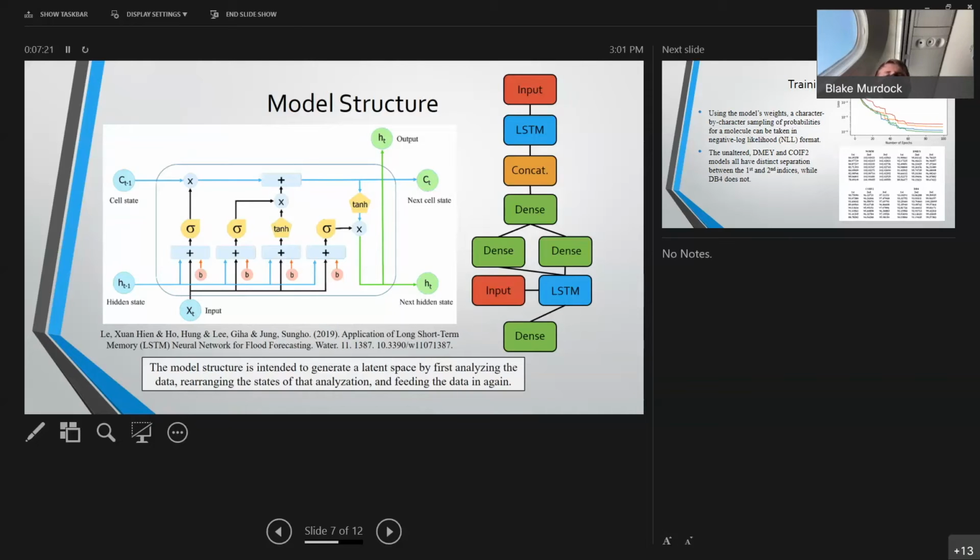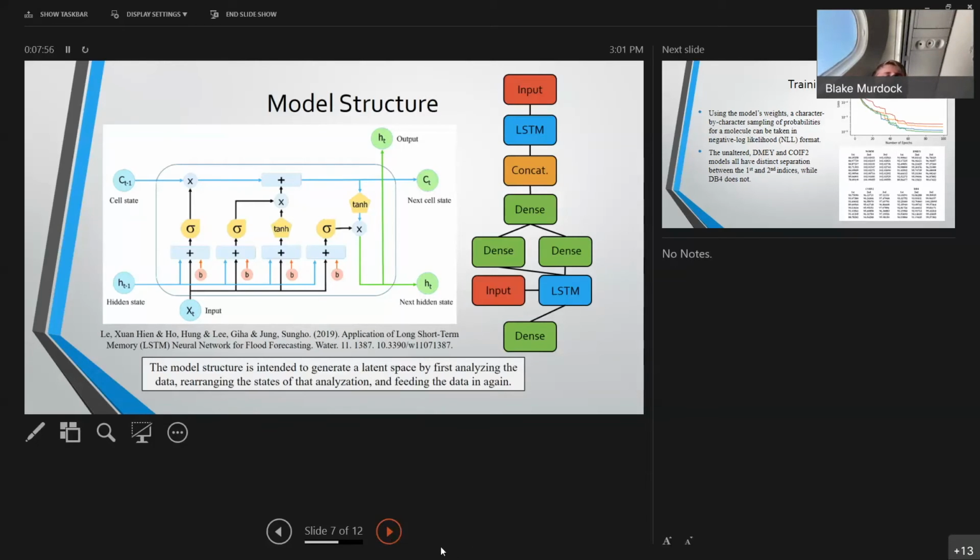So my model uses an LSTM to generate the cell state and the hidden state. It combines them, squishes them down, reseparates them, and then puts them into a new LSTM. What this does is generate a new latent space of all the possible molecules by analyzing the data, rearranging the states of the first LSTM cell at the top, and then feeding the data in again to make a multidimensional model of the molecules.